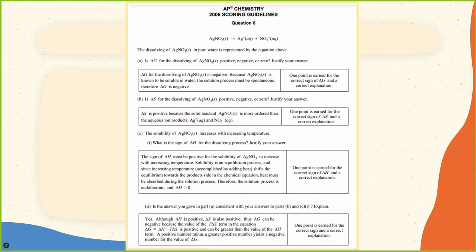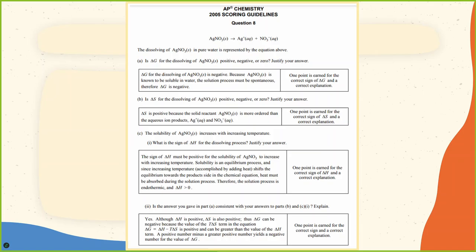But let's talk about those ones right now while we're talking about it. Delta S is positive because the solid reactant is more ordered than the aqueous products, so more microstates, more randomness. The sign of delta H must be positive to increase with increasing temperature. Adding heat shifts it towards the product side, although it's not really equilibrium here because this is a completely soluble one. Heat must be absorbed, so heat is a reactant.